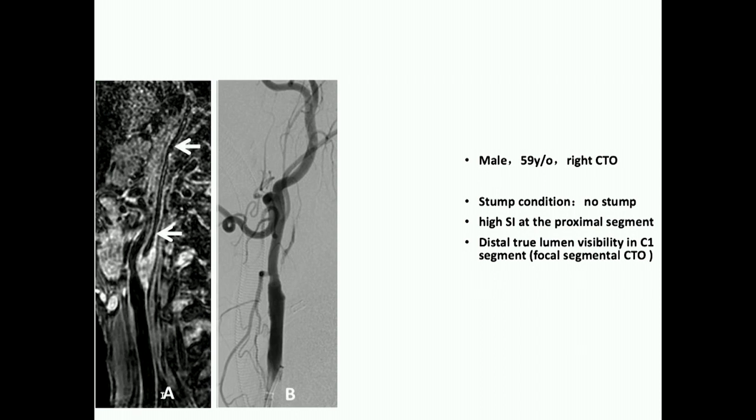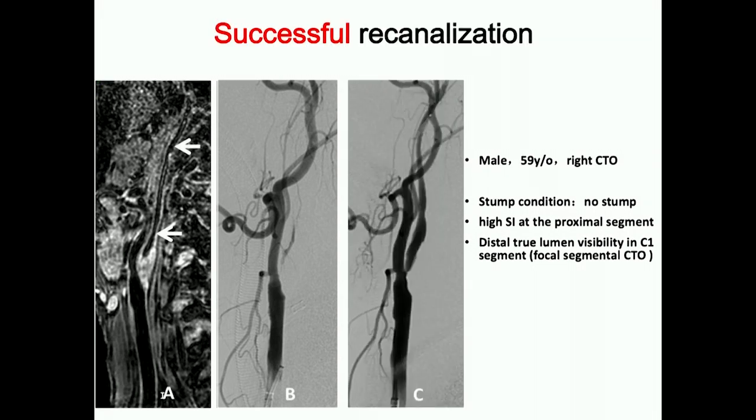It's a 59-year-old male patient with a right chronic total occlusion. You can see there's no stump at the start of the internal carotid artery, but the segment is very short and the distal lumen is clearly seen here, and the vessel wall is smooth, but you can't see that on the DSA. So we strongly recommended that the neurosurgeons should try, and if they could go through this occluded segment, it would be successful. So he tried, and finally he made it.